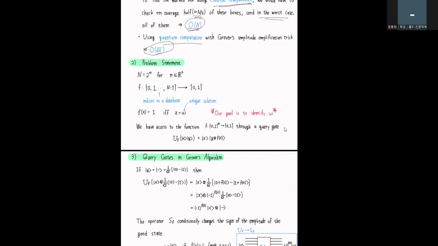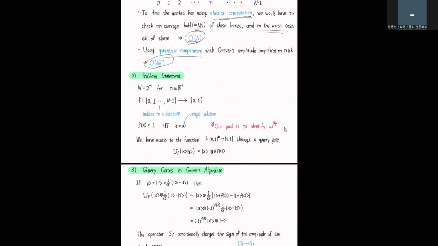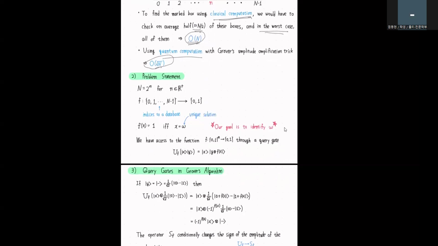So this is the formal problem statement. For 2 to the n bit strings, we have this oracle over here that detects whether it's a solution. And let's say there's a unique solution out of all the different possible bit strings. And in this case, f of x equals 1. So our goal is to identify omega, this unique solution.